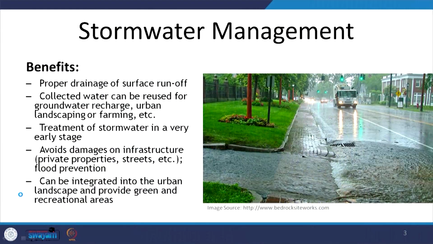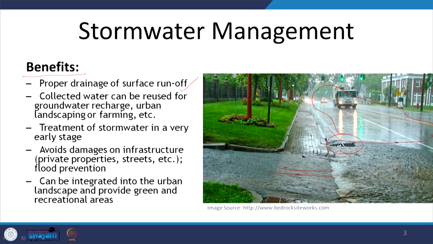Let us see what the components are when we are talking about storm water management and what parameters go into consideration. But before that, if we properly manage our storm water, it brings a lot of benefits to us. First, we have proper drainage of surface runoff. Whatever runoff happens, there is not much accumulation of storm water anywhere because it has been well managed.